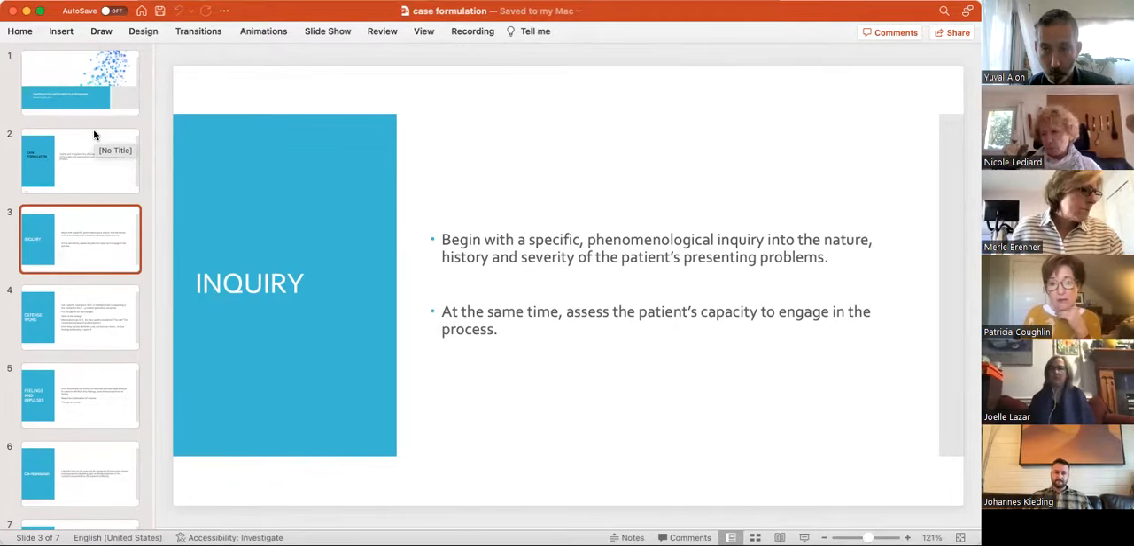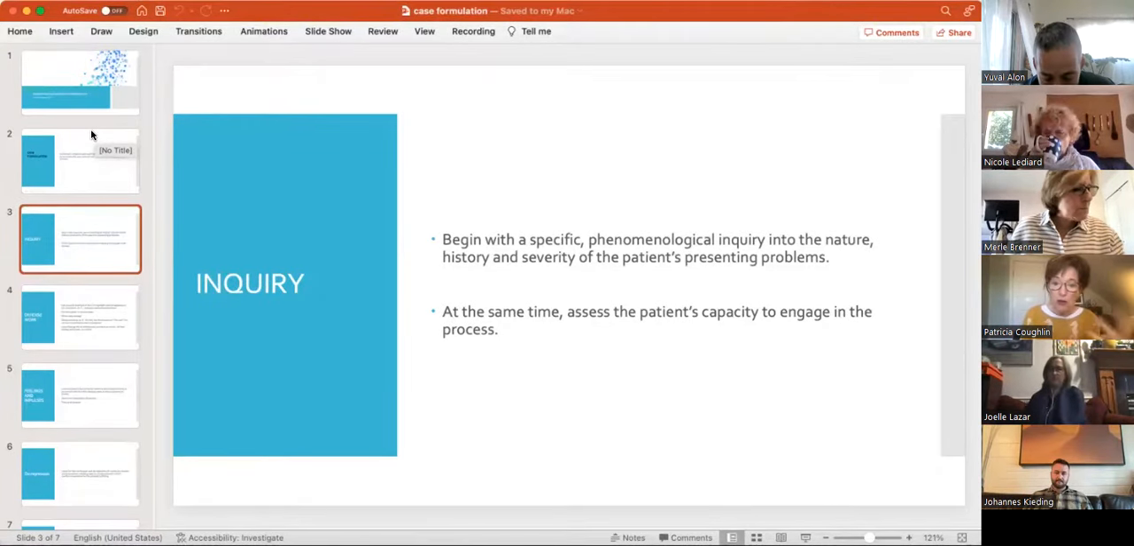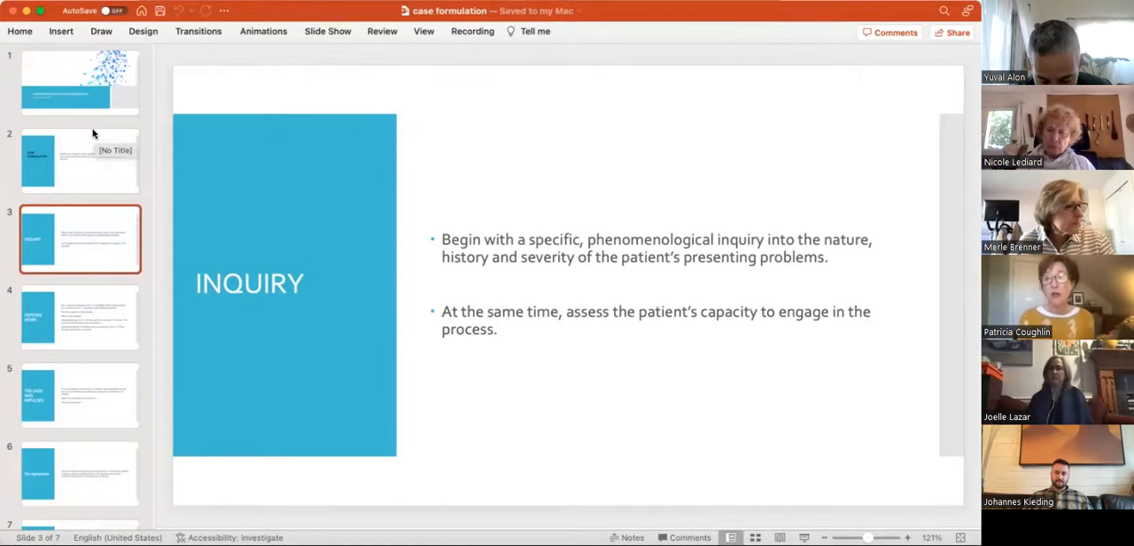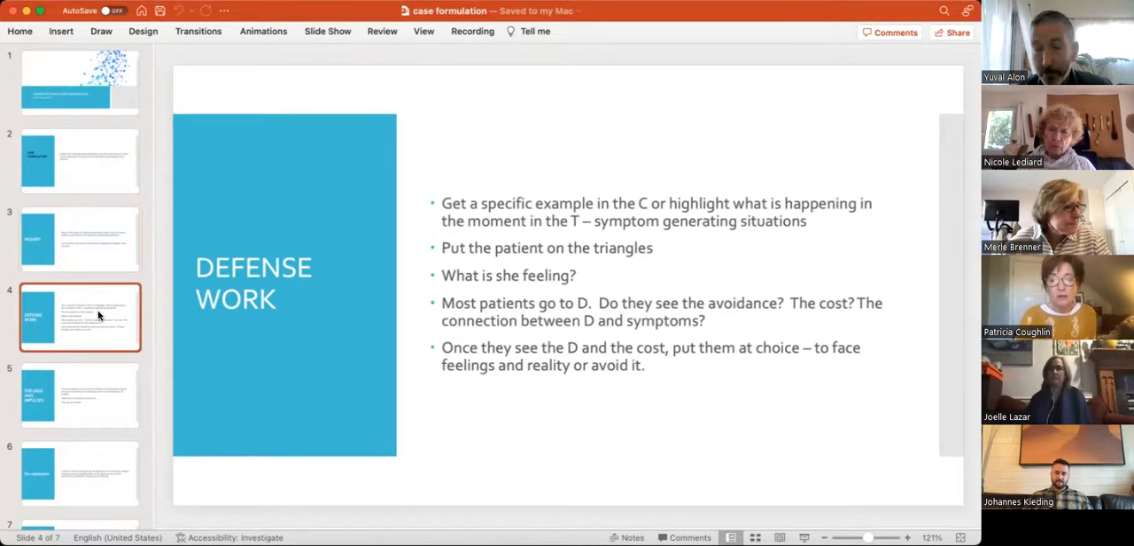And at the very same time, we're assessing the patient's capacity to engage in the process. What are they bringing? What are their strengths, their willingness to engage, to look deeply, to heal? So we've got that two-pronged question: what's the problem, and what's the patient's capacity to do the work.